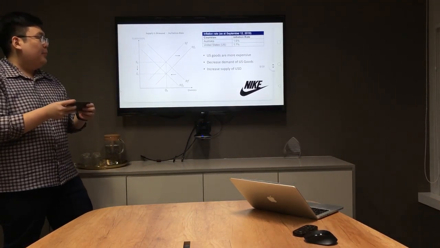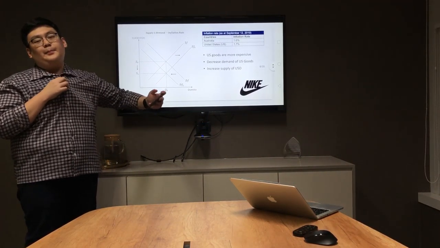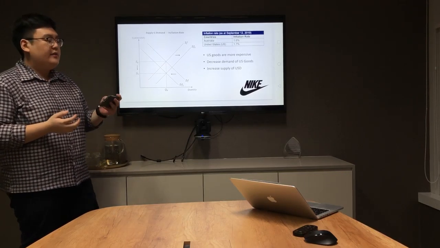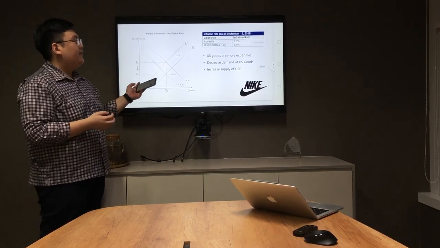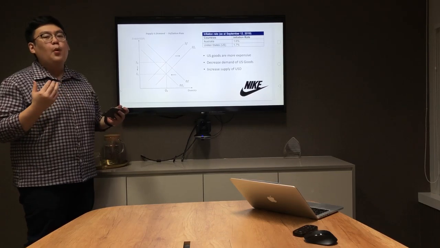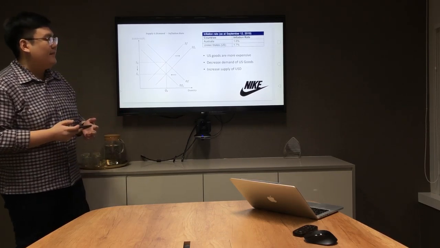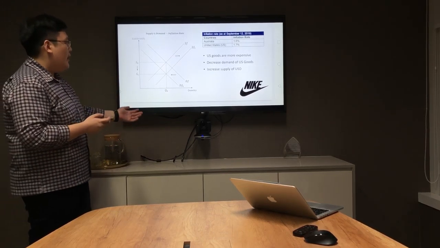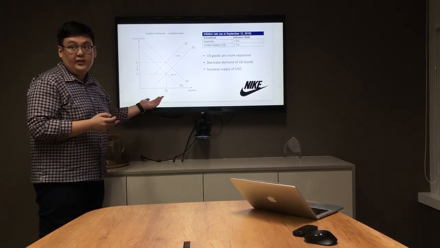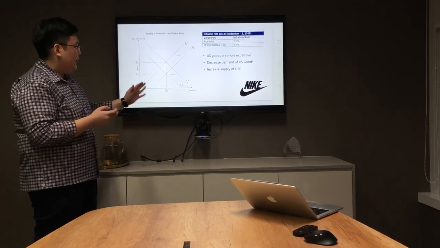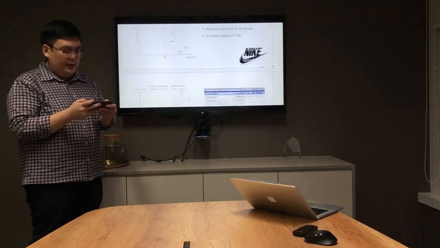So my part, I'll be talking about some forces that impact the supply and demand of foreign currency. First up, with US inflation rate at 0.1% higher than Australia, it signifies that US goods are more expensive, and this will result in a depreciation in Aussie dollars, given the shift in the demand and supply curve.